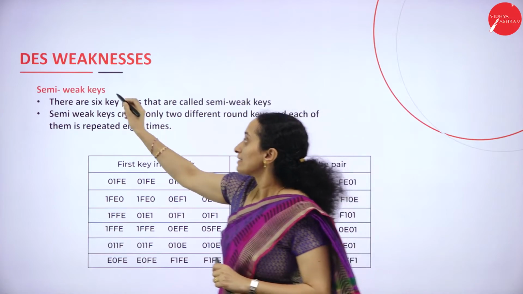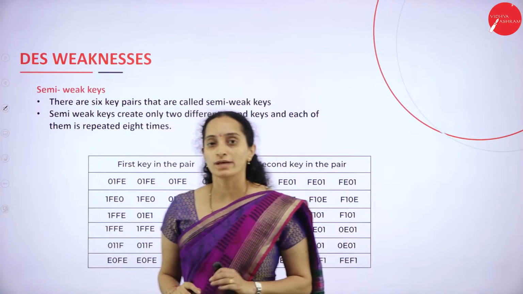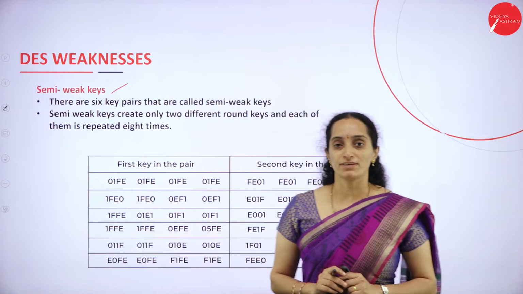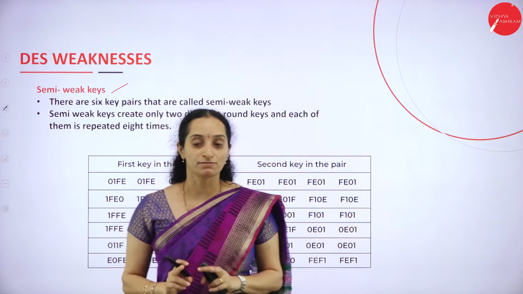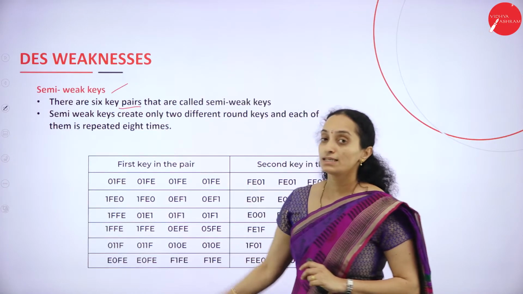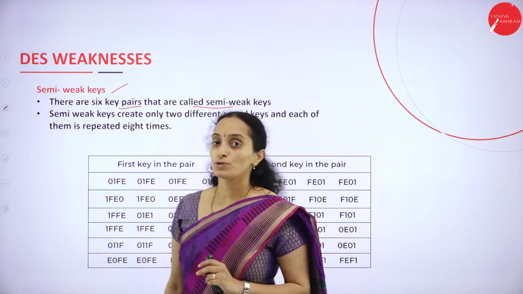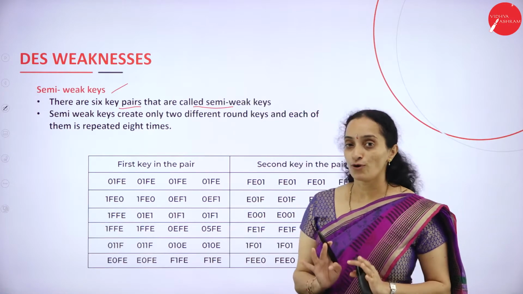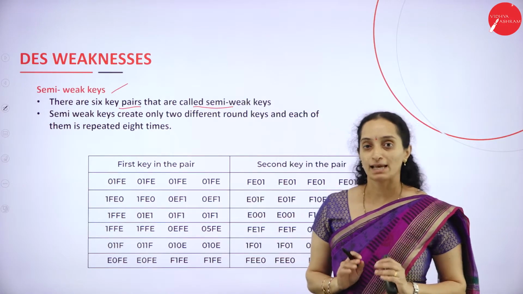Let's move to the semi-weak keys. We have weak keys and semi-weak keys. Why they are semi-weak keys is they are not so much weak as the weak keys. How are the semi-weak keys? There are 6 key pairs that are called semi-weak keys. In the 2 to the power of 56 set of key domains, we have 4 keys that are weak and 6 key pairs that are semi-weak keys.